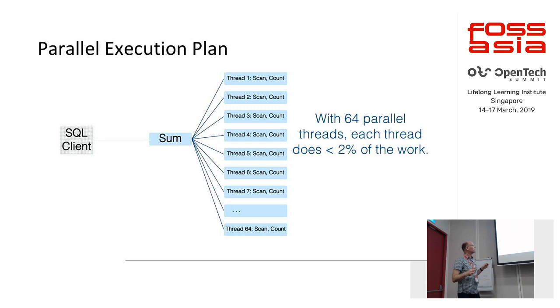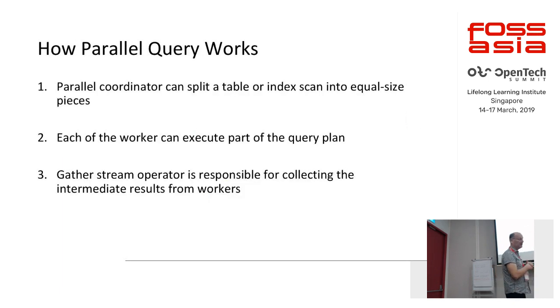and then each of the threads will count just one part of the table, and they all do 2% of the work, and then you just sum it all together and report it back to the client. So that's the basic principle of parallel execution.